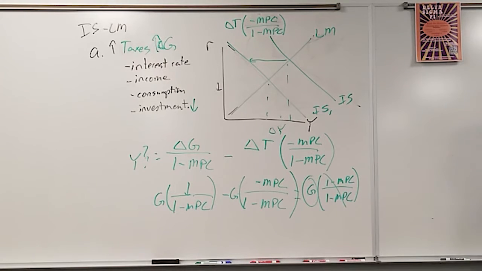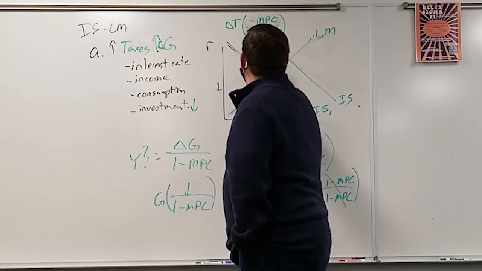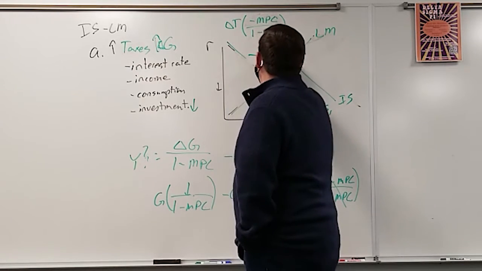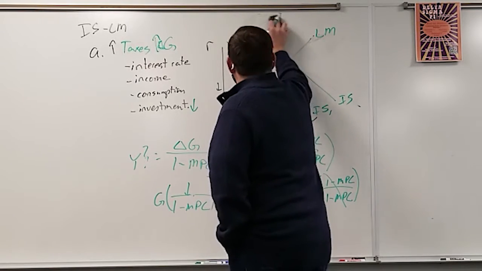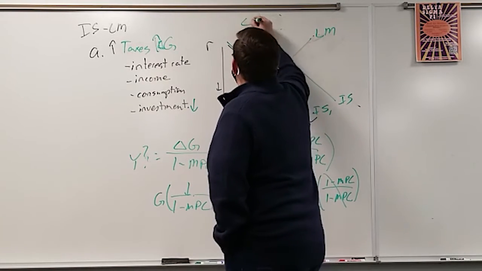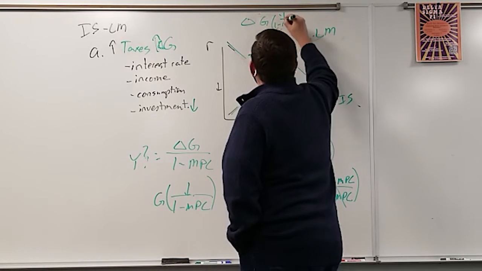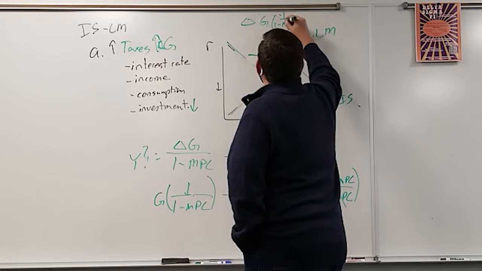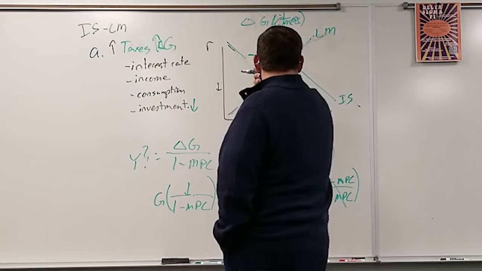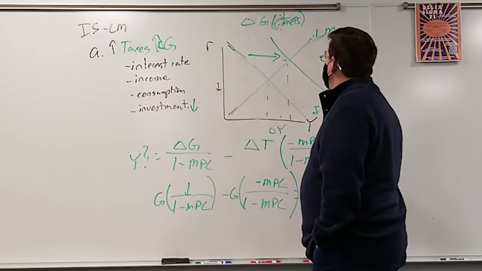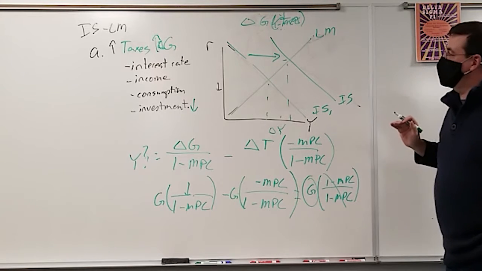Which would mean that the overall shift would still be to the right, but instead of being by the amount dG times 1 over 1 minus the marginal propensity to consume, it would just be by the change dG, so it would be smaller than it otherwise would have been. So they counteract, though there still is some increase in government spending.